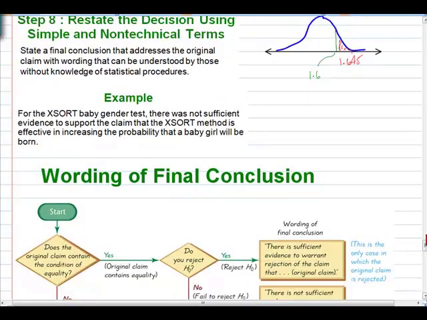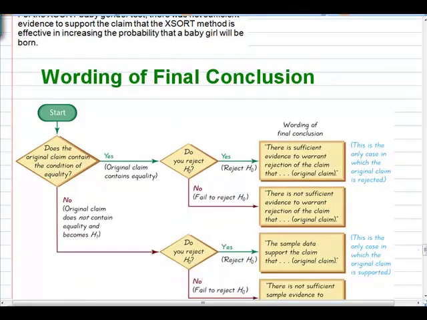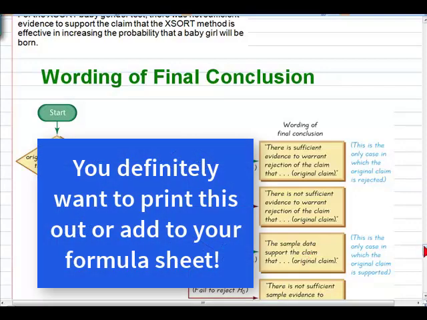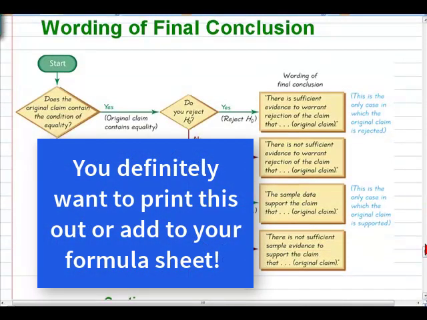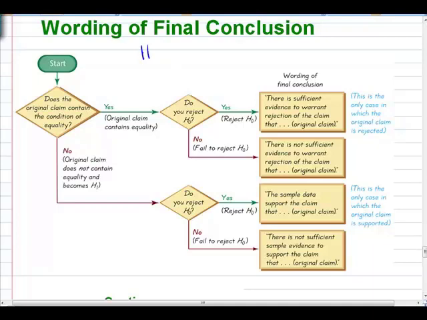The next thing you want to do is restate the decision using simple and non-technical terms, and this author is kind enough to provide a flowchart to help us do that. So starting out, we had a null hypothesis of p equals 0.5, an alternative hypothesis of p is greater than 0.5, and this happened to be our claim that more than 50% of babies are going to be girls using that XOR method.